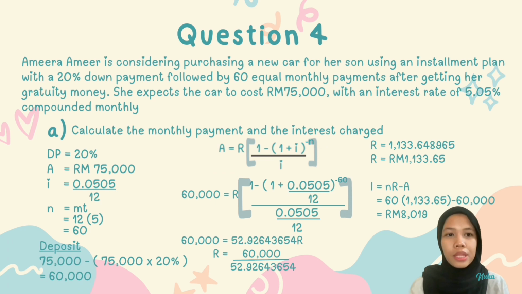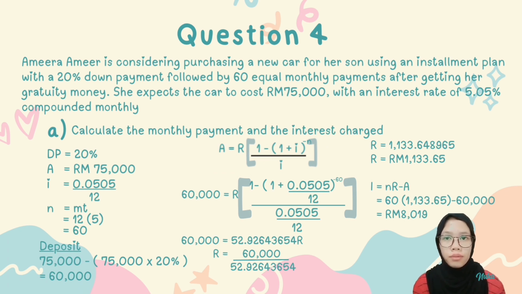So let's calculate the deposit first. 75,000 minus 75,000 times 20%, we've got a new present value, which is 60,000 ringgit. So put the value into the formula of present value. 60,000 equals R times (1 minus (1 plus 0.0505 divided by 12) to the power of negative 60) over 0.0505 divided by 12. So we're going to get R equals RM1,133.65. So let's calculate the interest charge. I equals n times R minus A. So put the values in: 60 times 1,133.65 minus 60,000, and we're going to get RM8,019.